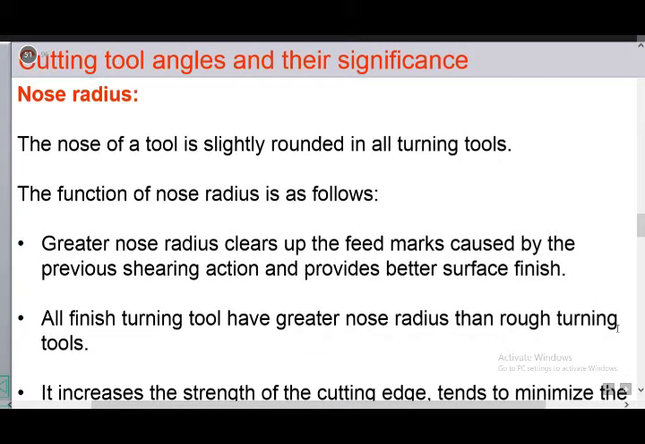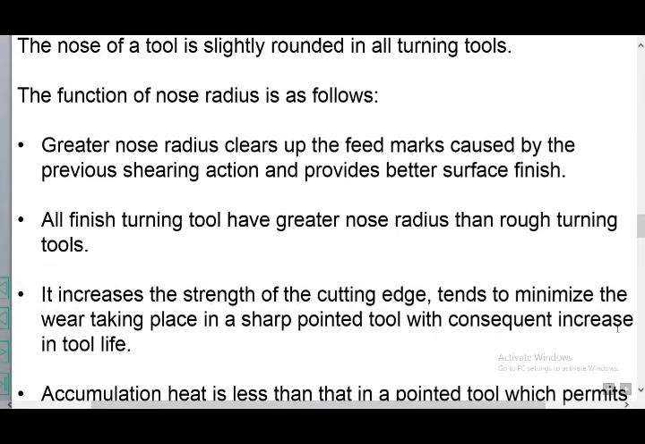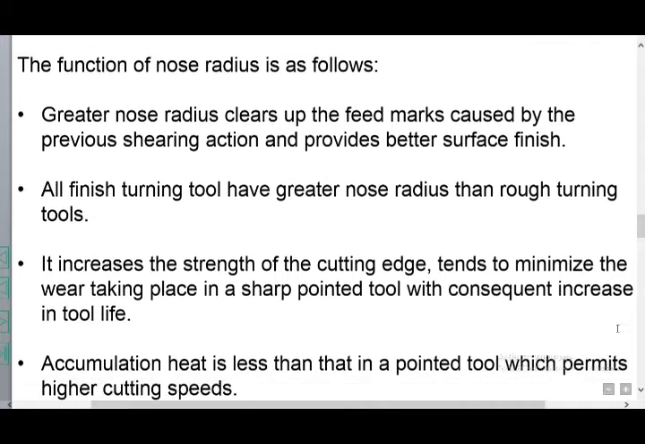The tool nose is slightly rounded in all cutting tools. The functions of nose radius are as follows. A greater nose radius clears up the feed marks caused by the previous shearing action and gives a better surface finish. All finish turning tools have a greater nose radius than rough turning tools. It increases the strength of the cutting edge and tends to minimize the wear taking place in a sharp pointed cutting tool, increasing tool life.